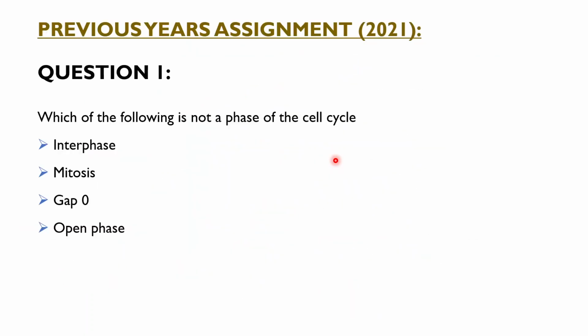So now we will quickly move on to discussing the previous year's assignment questions. The first question is, which of the following is not a phase of the cell cycle? We have four available options here: interphase, mitosis, gap zero phase, or the open phase. You can try to answer this question by typing in the chat box which one you feel is the correct option, and then we shall discuss.